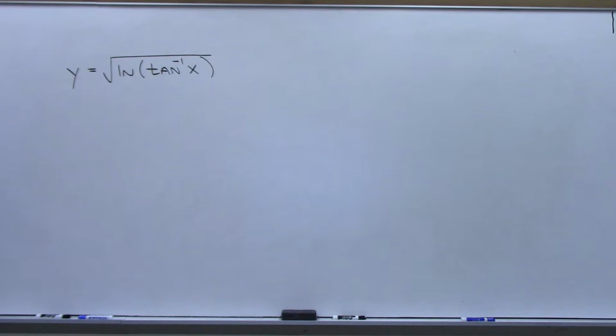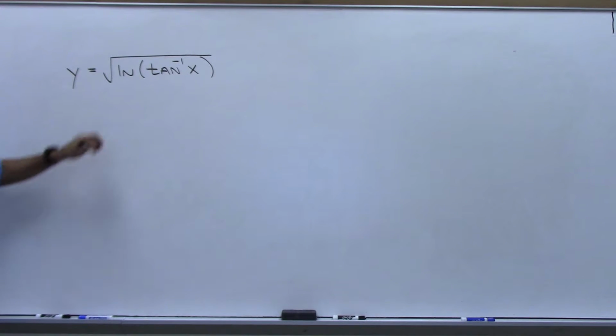All right, did you get anywhere with this? How many of you think you have it? Show of hands. All right, so if you're going to use chain rule here, how many layers to this onion do we have? 3. What would be the outer function? The root. Next one in? Natural log. Next one in? Arctan. So maybe 3 layers to this.